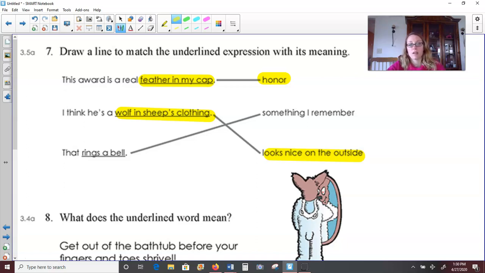And that rings a bell. I'm sure you've heard that phrase before. That means something you remember. Oh, that rings a bell. Okay, it's like you remember something, the light bulb's going off.